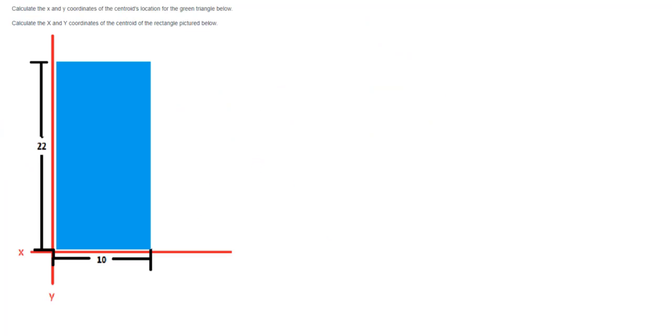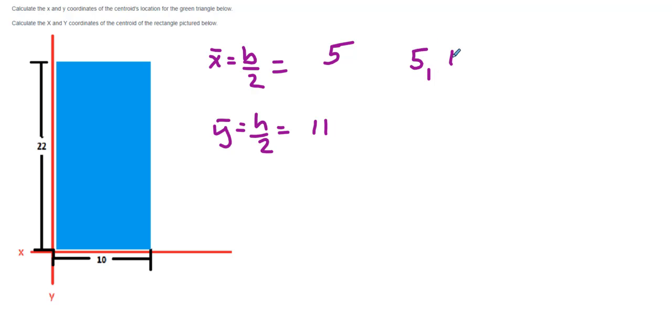Third problem here. So the third problem says find the x and y coordinates. So basically to do x here, we're going to do base divided by 2. To do y here, we're going to do height divided by 2. Okay, base divided by 2 is 5. Height divided by 2 is 11. So 5 and 11.